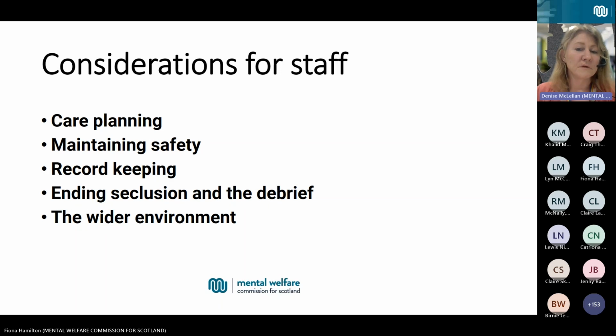Where the person's not involved in the care planning, there'll be an expectation that family and carers and people with legal powers should be involved to gather as much information as possible. And following seclusion, this could be an opportunity to consider making an advance statement and getting the individual's perspective on what works for them. So safety and seclusion must be maintained.